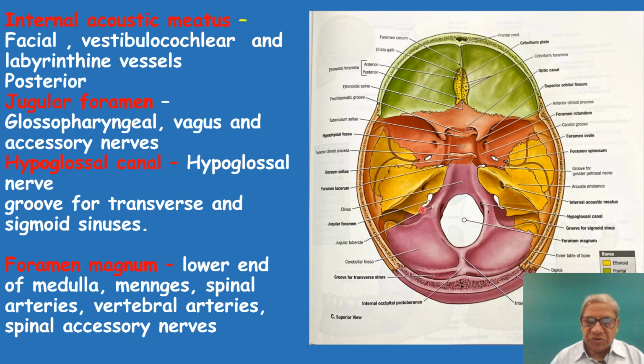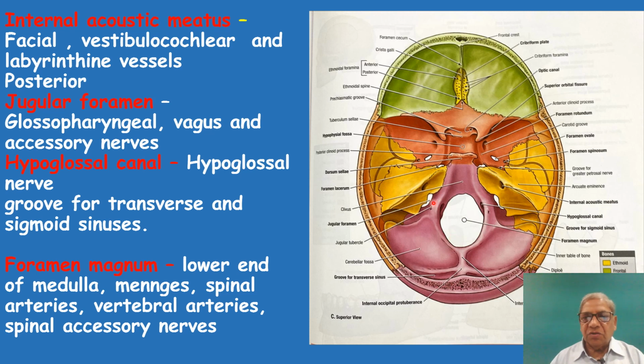Similarly, from the posterior-most part of the jugular foramen also passes the sigmoid sinus. After passing through, this sigmoid sinus will become the internal jugular vein. So the sigmoid sinus will form the internal jugular vein on the inferior aspect of the jugular foramen. Okay, so these are the important structures which pass through the jugular foramen.